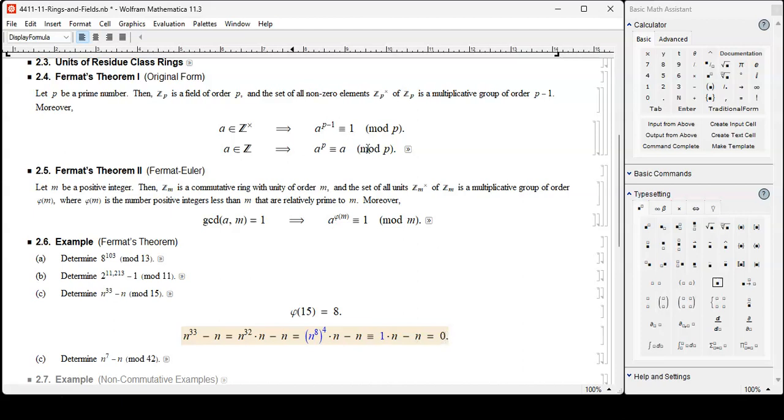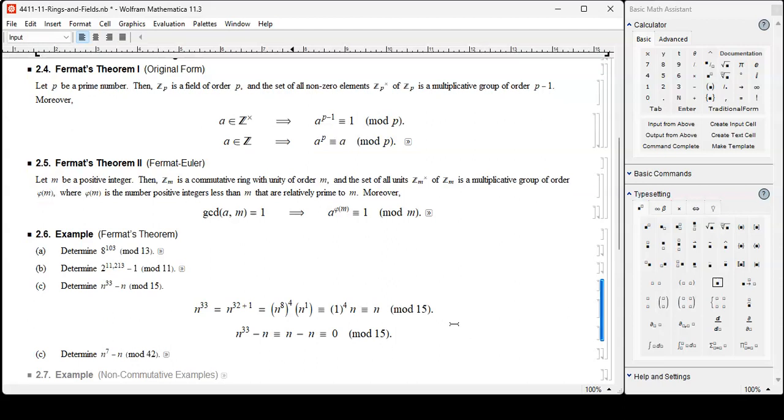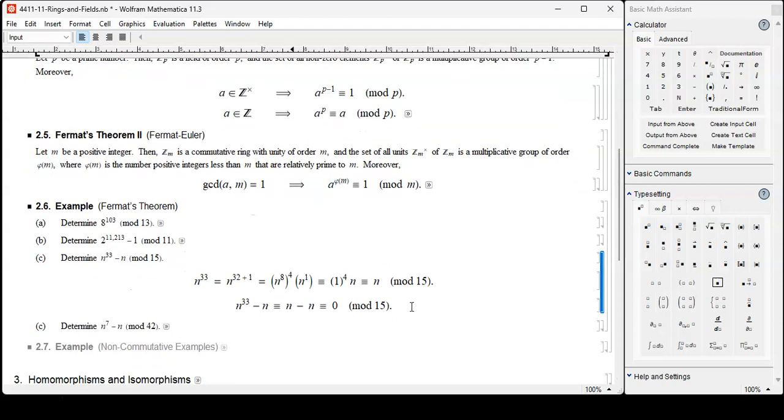So we use this extended form here using the Euler totient function for 15. We ended up with 0. I'm pretty sure I did it right. The number comes out so nicely, yes. Congruent to 0 modulo 15.